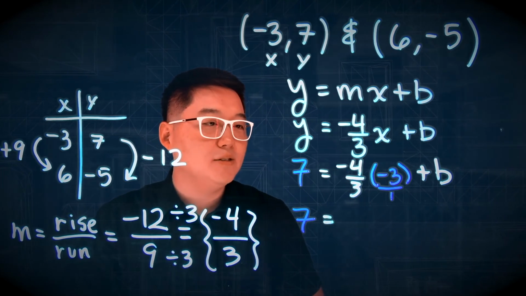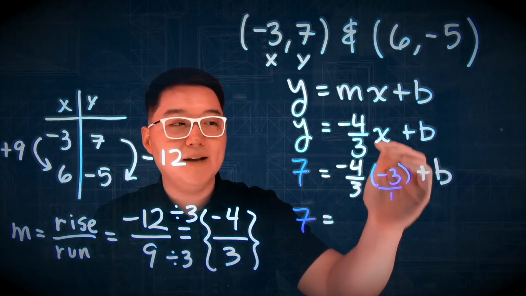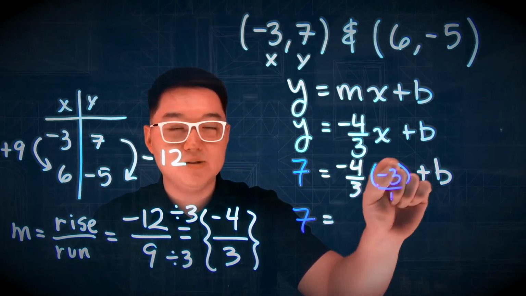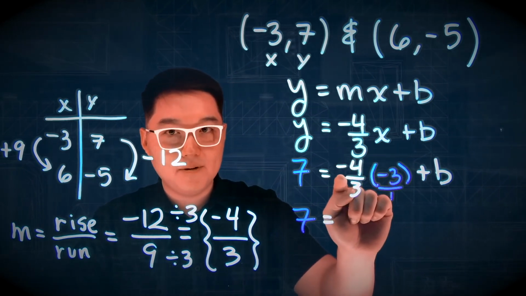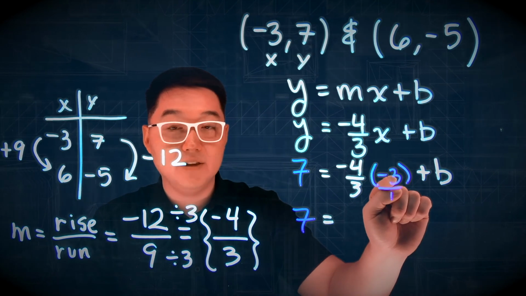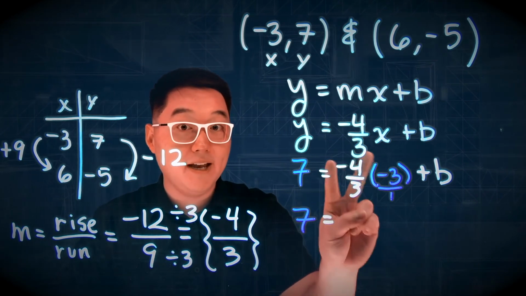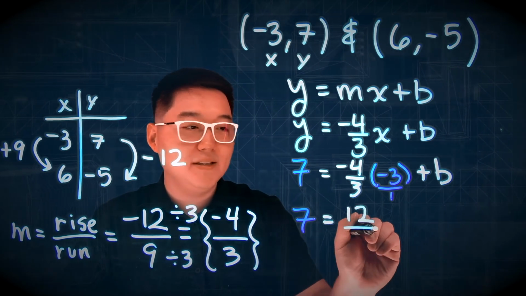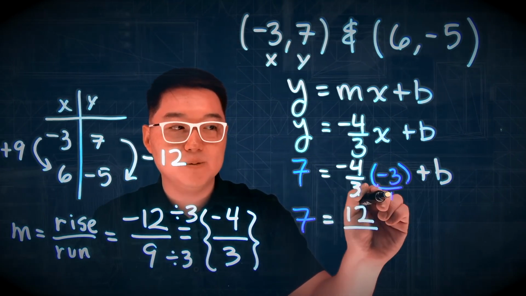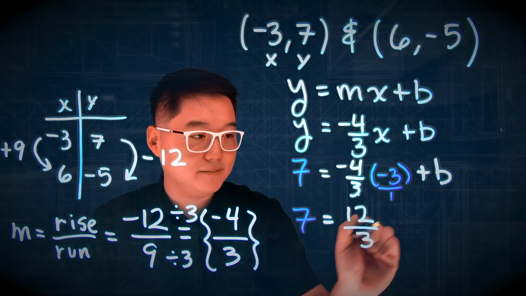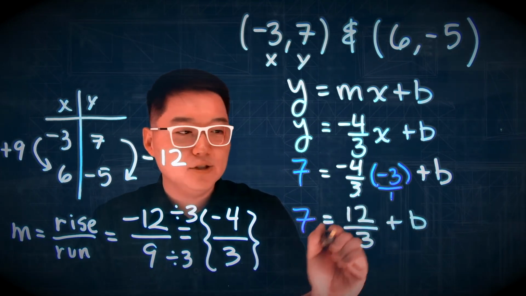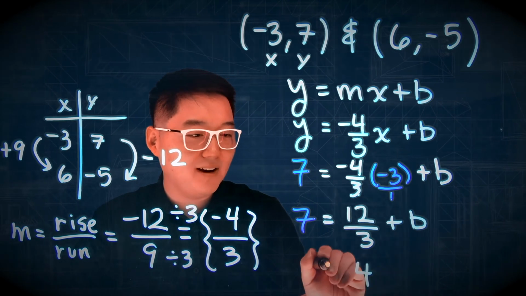Okay, so what is -4/3 times -3/1? Well, to multiply fractions, we can just multiply straight across. -4 times -3 on the numerator, well, when you multiply two negatives, makes a positive 12. But in the denominator, 3 times 1 just gives us 3. But what is 12 divided by 3? 12 divided by 3 is just 4.